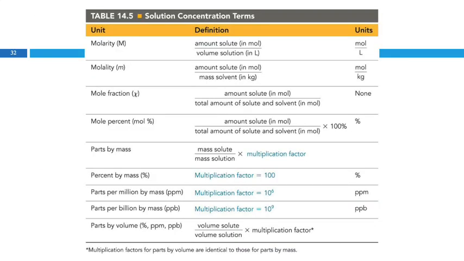Then we have a lot of different quantitative measures of solution concentration. Some of these we've already looked at. Molarity. Molarity is the amount of solute in moles divided by the volume of solution in liters. We've talked about percent by mass. This is where you're looking at the mass of the solute divided by the mass of the solution. And for percent, we're going to multiply that by 100. So we're going to talk about these different units.